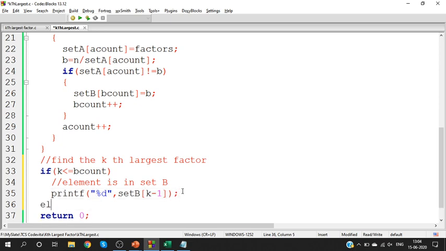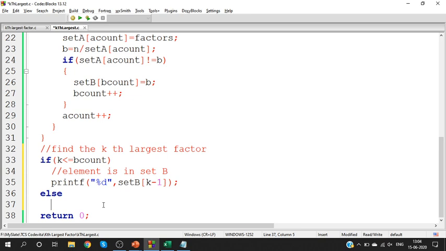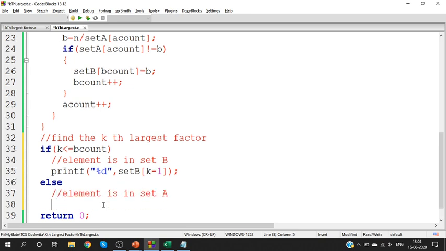Okay. What will happen if we come to this else case? If it is less than or equal to B count, element is in set B. When you come to else case, element is in set A. You understand this? Yes. When you go beyond B count value, it means it is in set A.